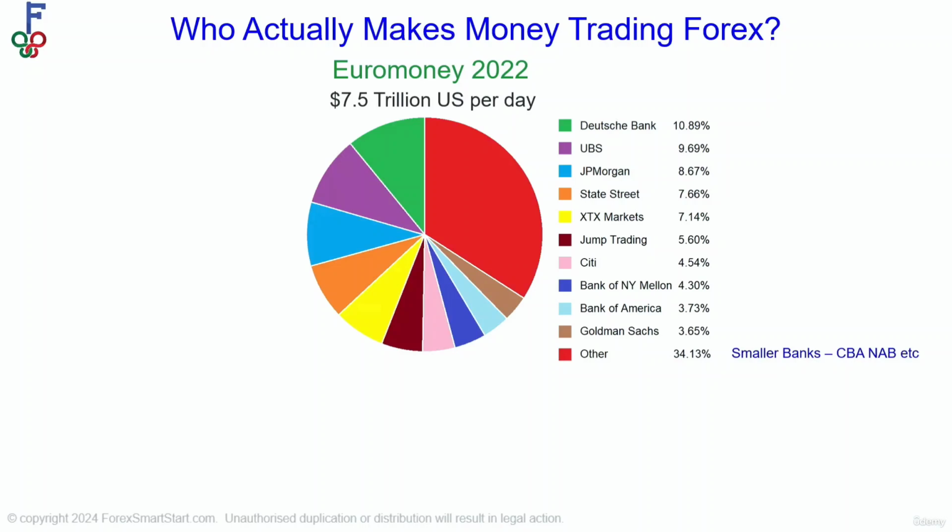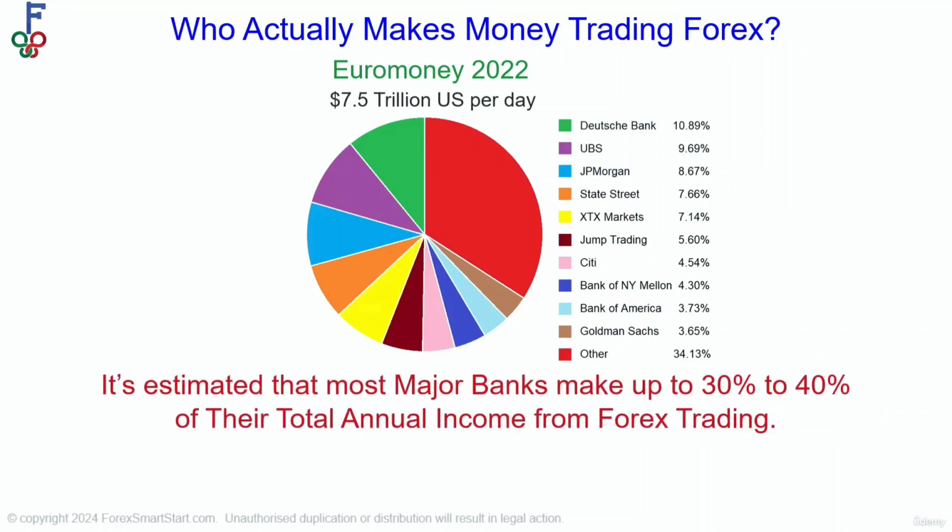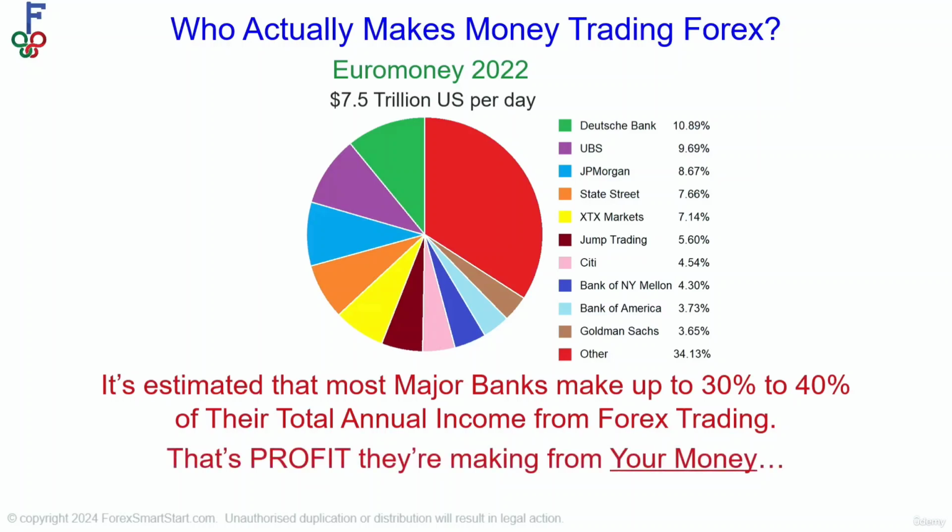Under the other category of 34.13%, the majority of the traders in this segment are smaller banks, private hedge funds, superannuation funds, retail brokers for high net worth clients, and private traders like us. It's estimated that most major banks make up to 30 to 40% of their total annual income from Forex trading. That's profit they're making from your money.